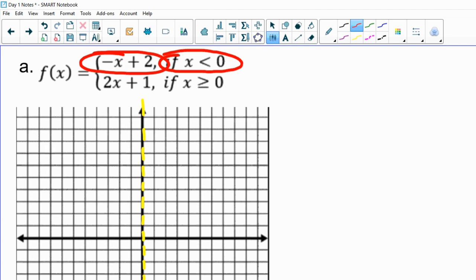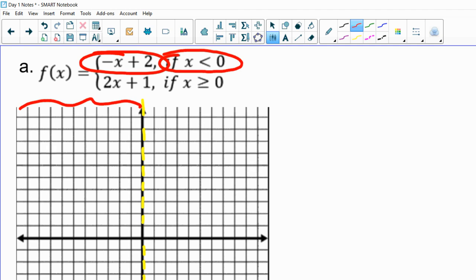So let's talk about where is his yard. Well, where is x less than 0? Well, all this over here, all this stuff over here is where x is less than 0, because here's x equal -1, -2, -3. So that's where x is less than 0. So Mr. Red's yard is right here.